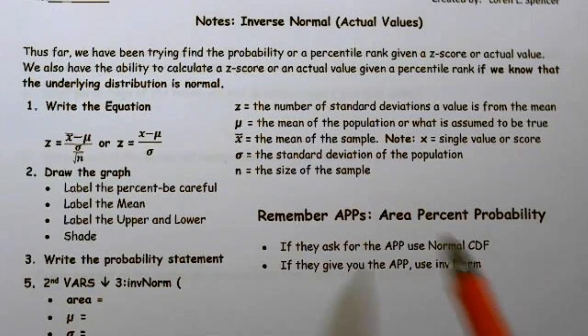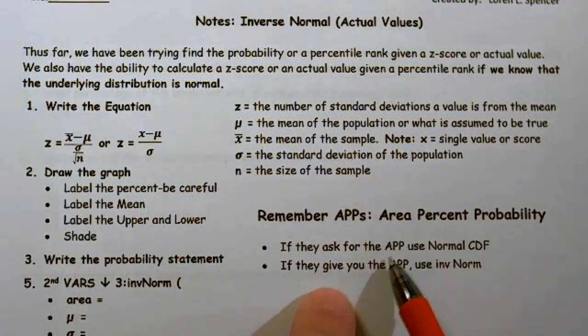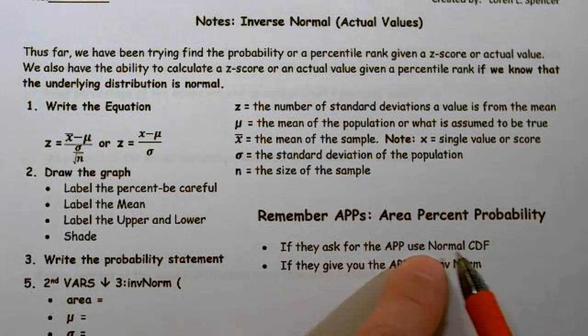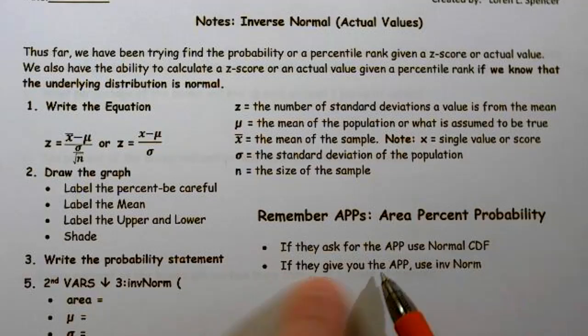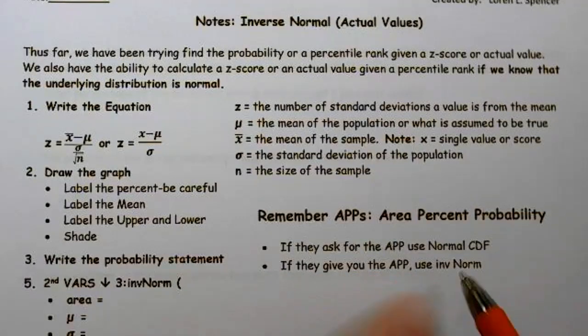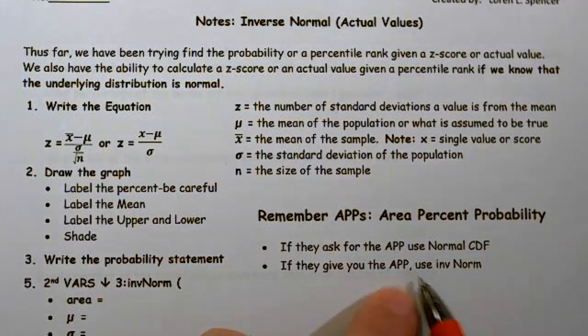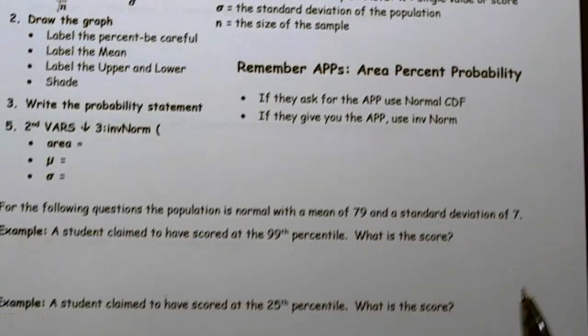Once again, students get confused. When do I use normal CDF? When do I use inverse norm? Really great question. Don't forget the apps. If they ask for an area, percent, or probability, use normal CDF. If they give you the area, percent, or probability, use inverse norm. Once again, these problems, they're going to give you the area, percent, or probability. So we're going to be using inverse norm.